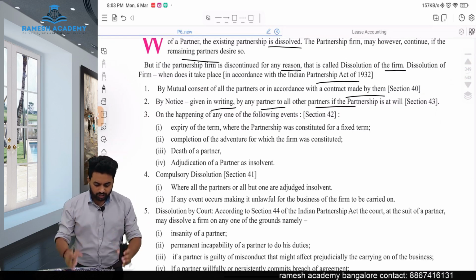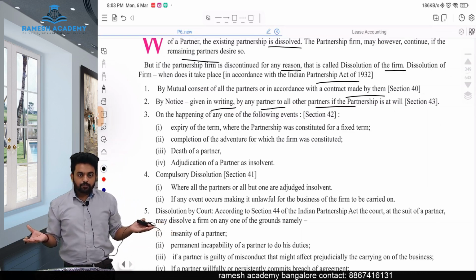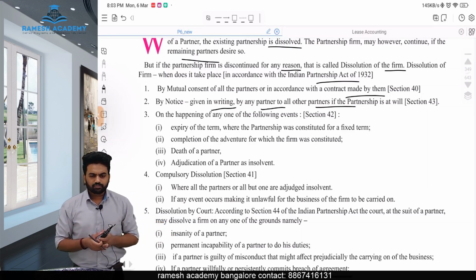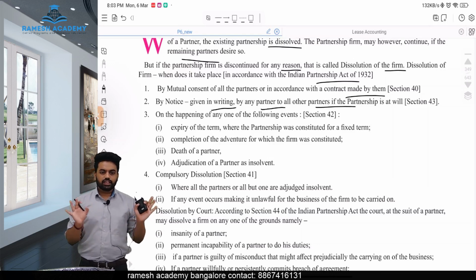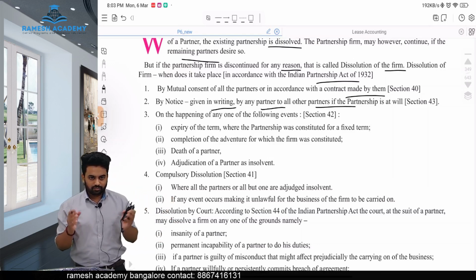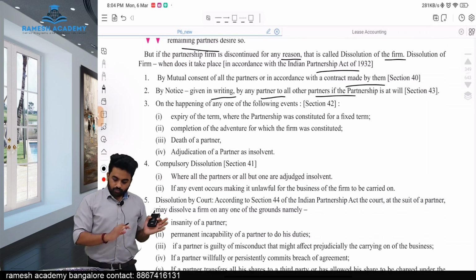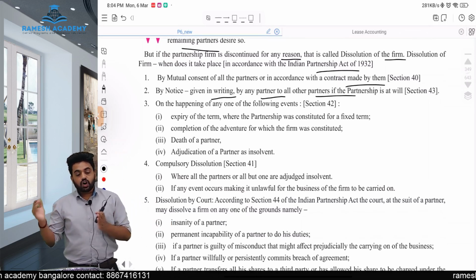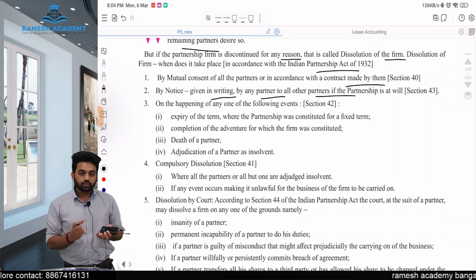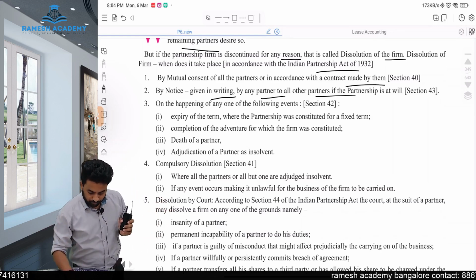So there might be a lot of reasons for the dissolution of the firm. Some among them were by mutual consent of all the partners. Mutual consent of all the partners might decide, boss, we are done with the business, no need to continue. That might be one. And giving a notice to all: one among the partners giving a notice to everyone, telling that let's close the business. That might be one way.